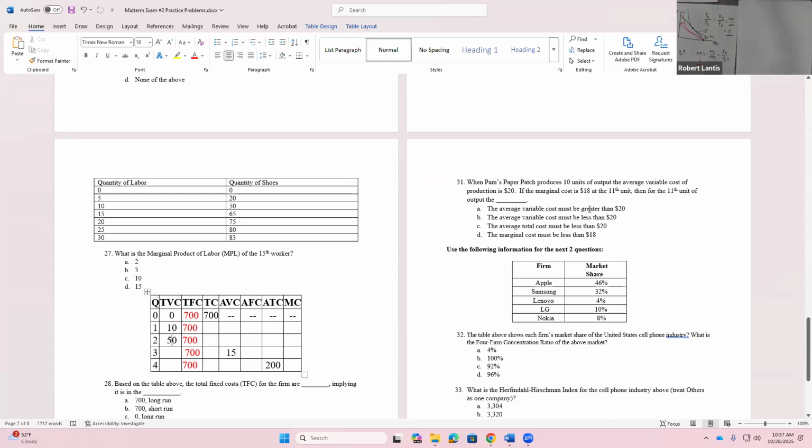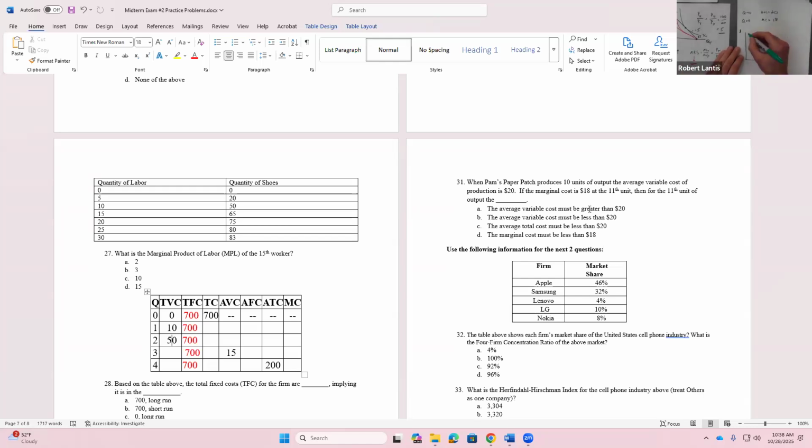So what we're told is that at a quantity of 10, my average variable costs are equal to 20, and at the 11th unit, my marginal costs are equal to 18, right? So I've got numbers here, but a very quick depiction of a firm's cost structure will help me answer this question much easier. So the actual question is, what happens to the average variable or average total costs for this firm?